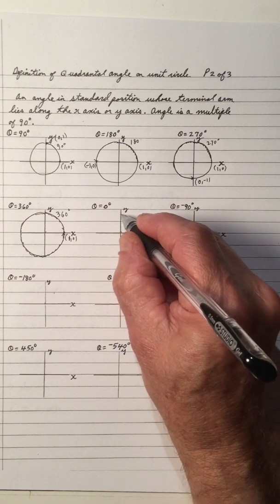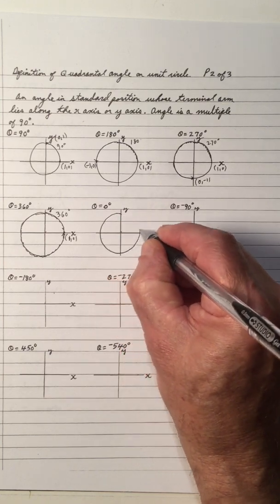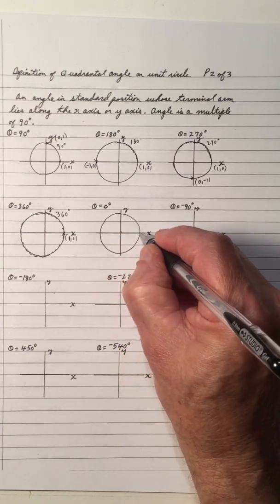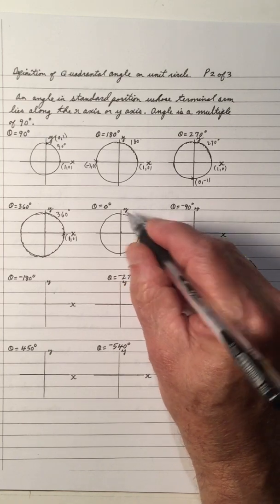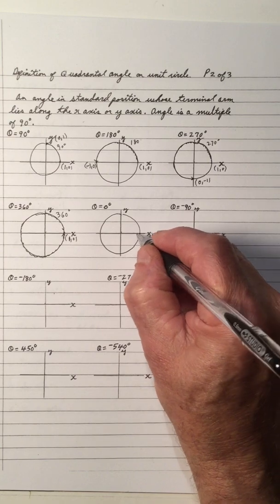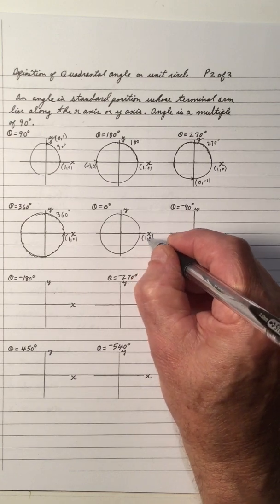0 degree rotation, there's a circle, and we rotate 0 degrees, which means we don't move. So the point is 1, 0.